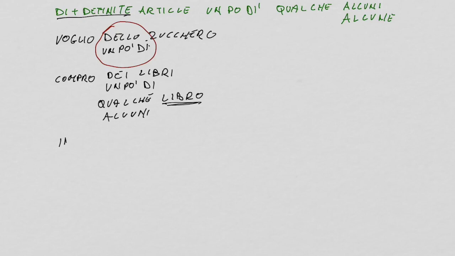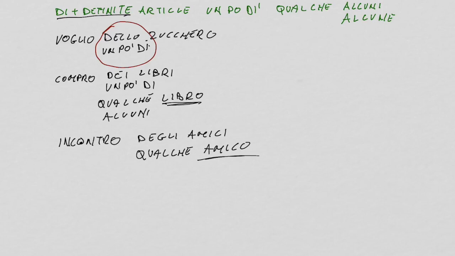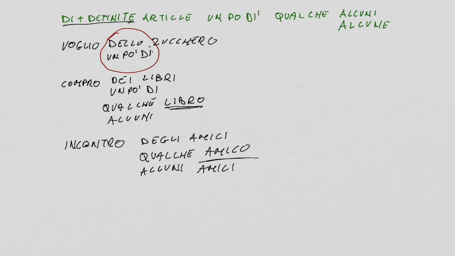I meet, incontro, a few friends or some friends. Let's start with the partitive article, degli, so incontro degli amici. But I can also say incontro qualche amico. Again, with qualche, you must use amico because qualche requires the singular noun, and incontro alcuni amici. In this case, it's better not to use un po' di since amici are people. And as I said, with people and animals, it's better not to use un po' di.